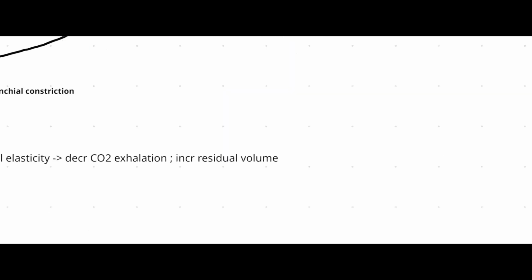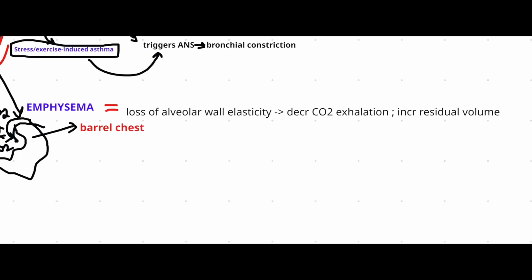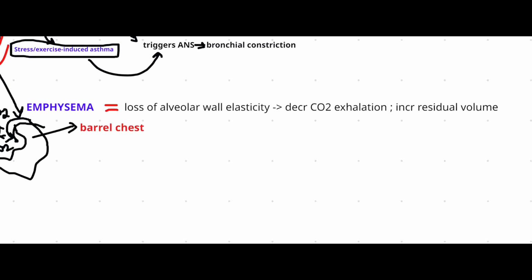So there's a loss of alveolar wall elasticity. There's going to be decreased CO2 exhalation. There's going to be increased residual volume. So what happens when there's decreased CO2 exhalation? Then where does the CO2 go? Into the blood, right? There's going to be an increased CO2 in the blood, okay?